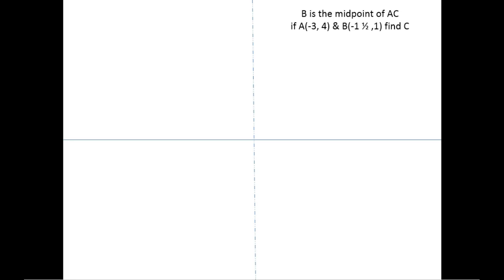Anything wrong with that? I left the line segment off. Okay, so once you've written it down, and I know those of you in the back, this writing isn't that big. The points are -3, 4, and -1/2, 1.